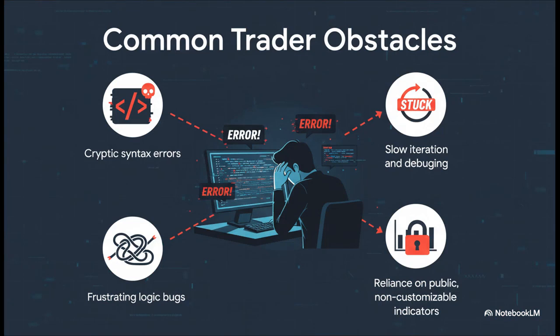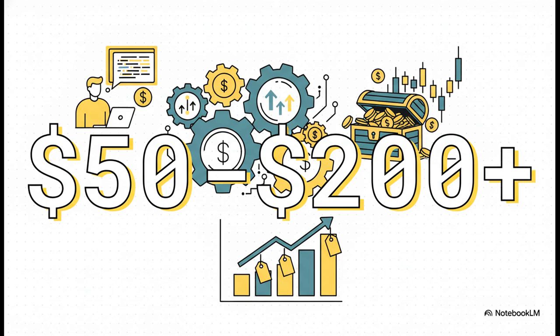You'd spend hours trying to get a simple idea into code, and bam, some weird syntax error you can't figure out. Or even worse, the code runs, but it's got a tiny logic bug, so it's not doing what you want it to do at all. It basically meant most of us were just stuck with those generic public indicators that you couldn't really customize for your own style. Okay, so what was the other option?